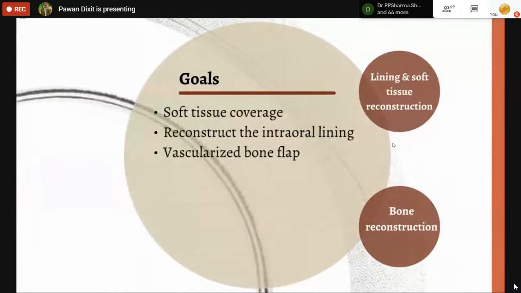options of reconstruction in head and neck surgery will be based on what is needed to cover the defect. If there is soft tissue defect, soft tissue coverage should be there, intraoral lining should be reconstructed, and if there is bone deficiency, proper vascularized bone is provided.